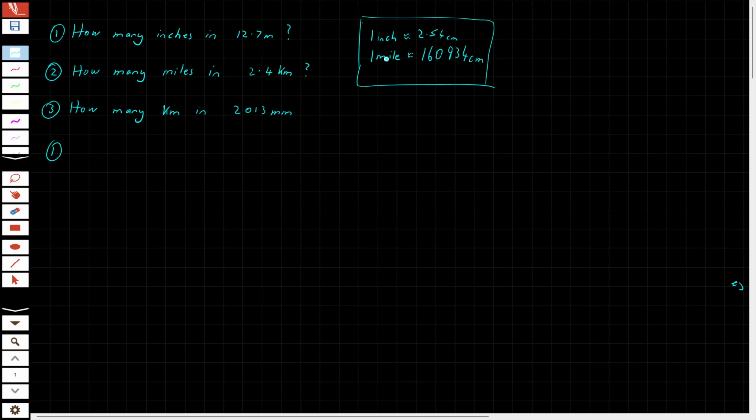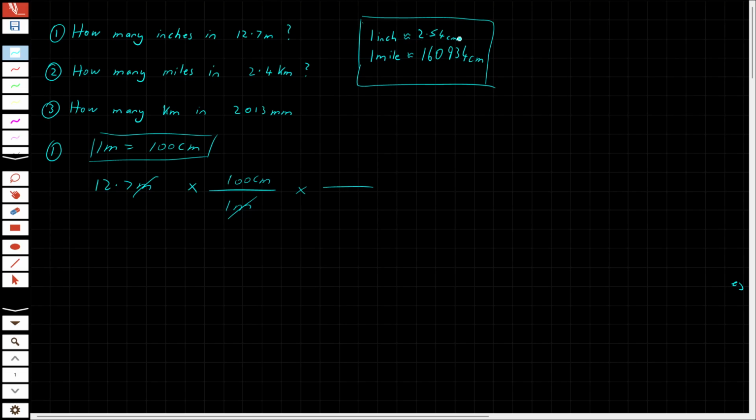Well, we have 1 inch is approximately equal to 2.5 centimeters, but we also know that 1 meter is equal to 100 centimeters. So we can convert the meters to centimeters, then centimeters to inches. So 12.7 meters. And here I'm going to cancel out the units with fractions. So we know that 1 meter is 100 centimeters. The meters cancel out with the meters there, but we also need to cancel out the centimeters to get it to inches.